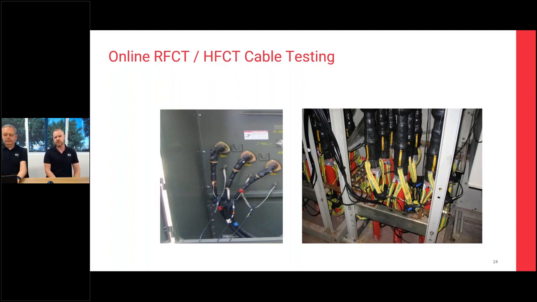On the right-hand side, it looks a lot busier, but it's doing the exact same thing, where we're putting the RFCTs around the screens that are coming off each cable core. In that instance, it looks like there are multiple earth screens coming from the same cores. I think in that particular instance, there are multiple earth screens per core, but there's one RFCT per phase, and per cable per phase. So there are multiple cables per phase, and each one was individually monitored.